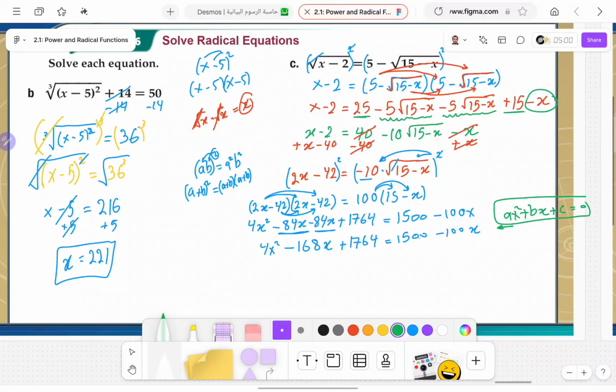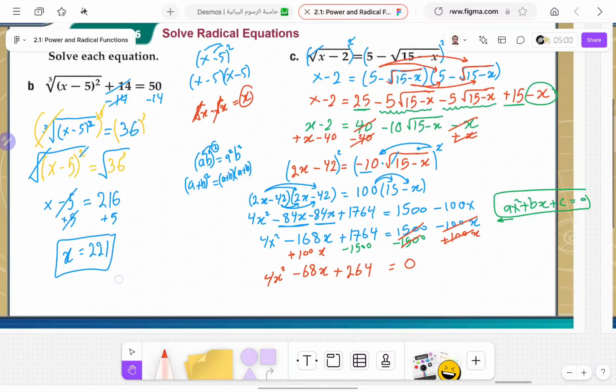So now I have to make this side equal 0 by subtracting 1500. Okay, and here minus 1500, right? And here minus 100x, it should be plus 100x and plus 100x. So we cancel this term and we cancel this term, so here it is equal to 0. Now it will be 4x squared minus 68x plus 264. Now you can use your calculator, which is shift mode 5-3, and you can find the answer, or you can do it easily by taking the common factor.